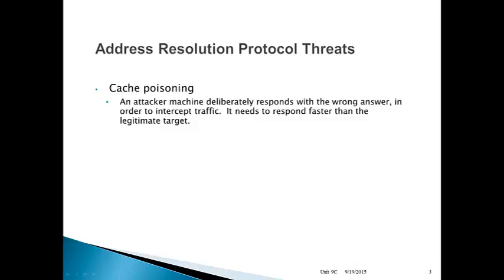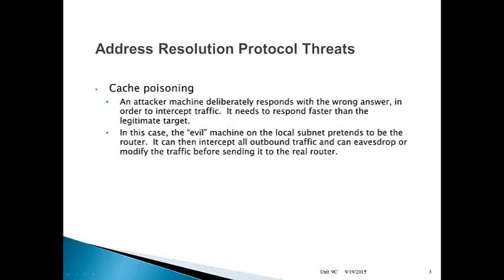For example, an attacker machine can deliberately respond with a wrong answer, and it can make you accept that answer as though it was legitimate by responding faster. That way, the attacker machine can intercept traffic. In this particular case, the evil or attacker machine on the local subnet may pretend to be the router. If it pretends to be the router, then any traffic going to the outside world, including internet sites, websites, your home banking site, ends up going through the attacker's machine on your subnet.